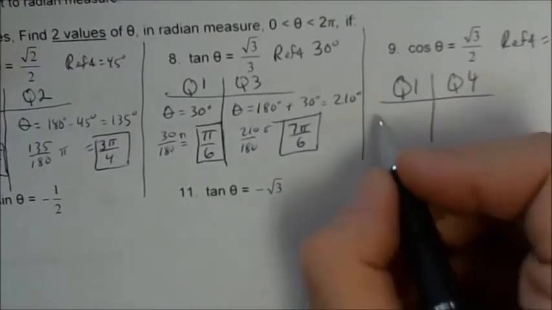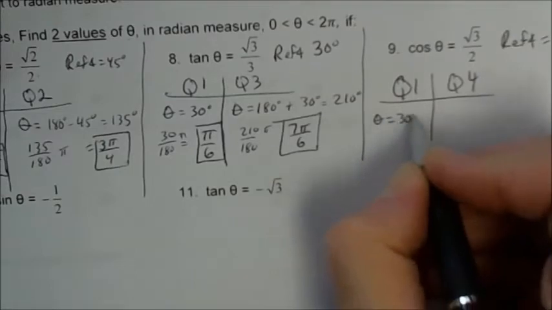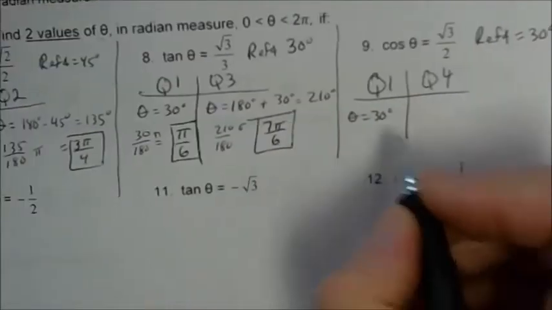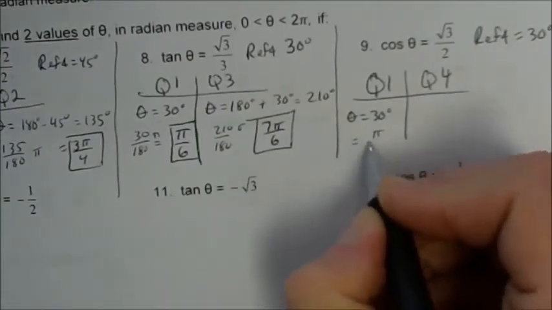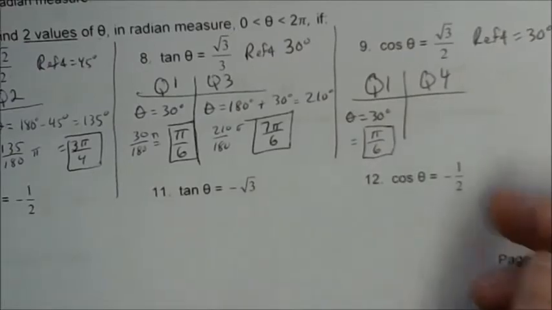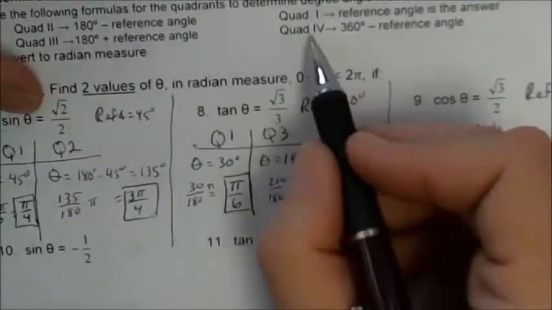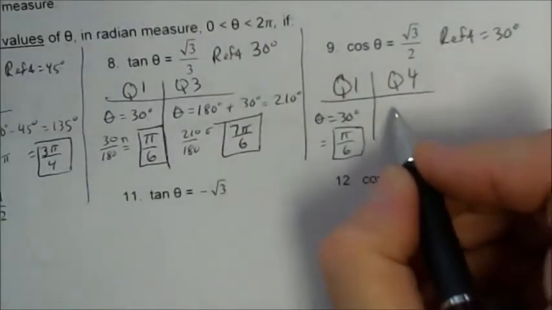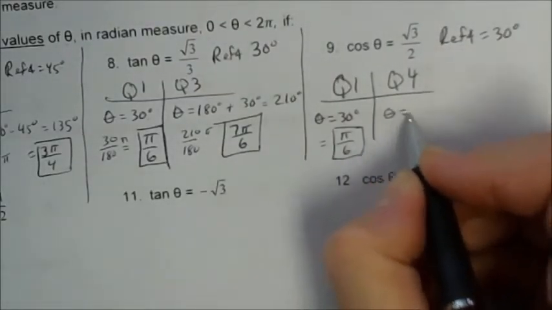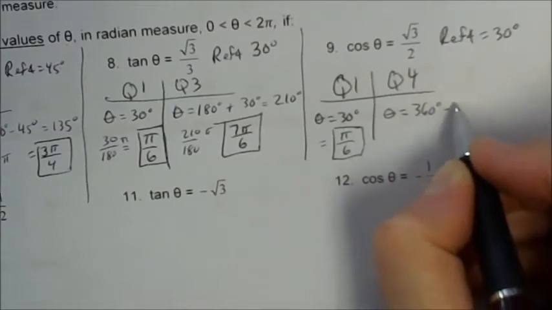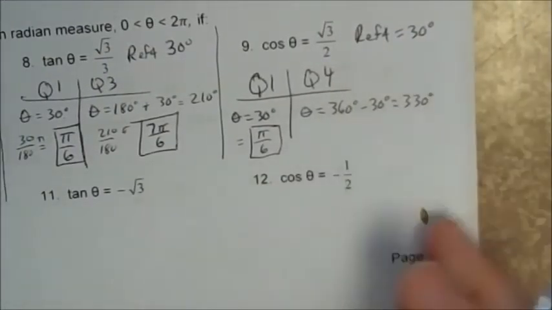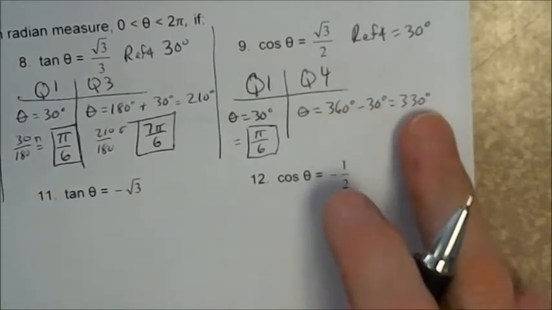In quadrant 1, the angle is just the reference angle, 30 degrees. And we've already converted 30 degrees to radians back here. It's just pi over 6, so I'm just going to put pi over 6 and not have to do the math again. In quadrant 4, we find our angle by doing 360 minus the reference angle. So our theta value is 360 degrees minus the reference angle. 360 minus 30 is 330. So that's our angle in degrees.